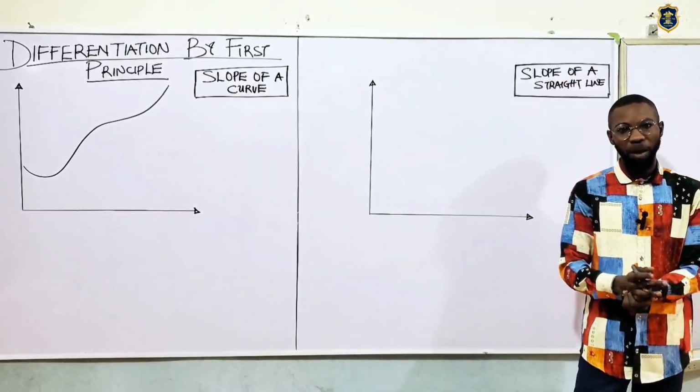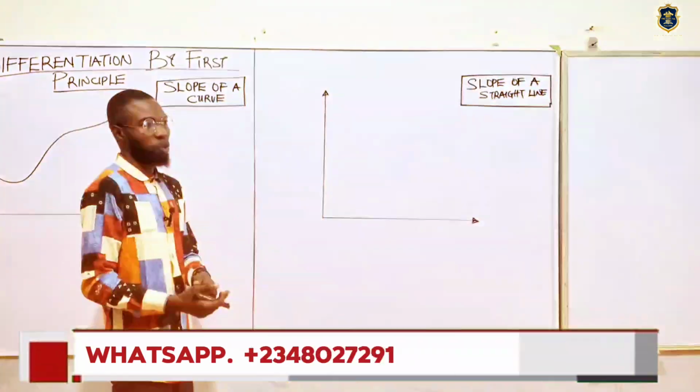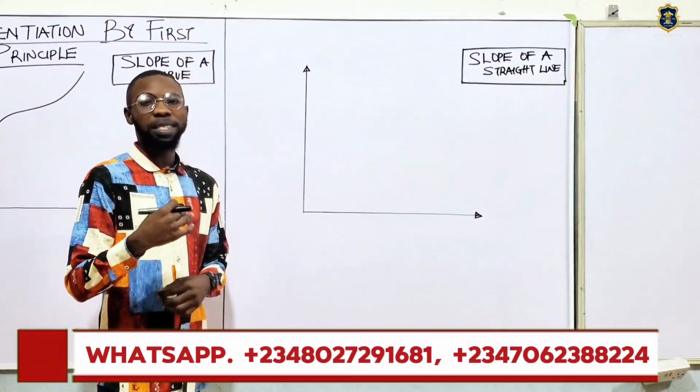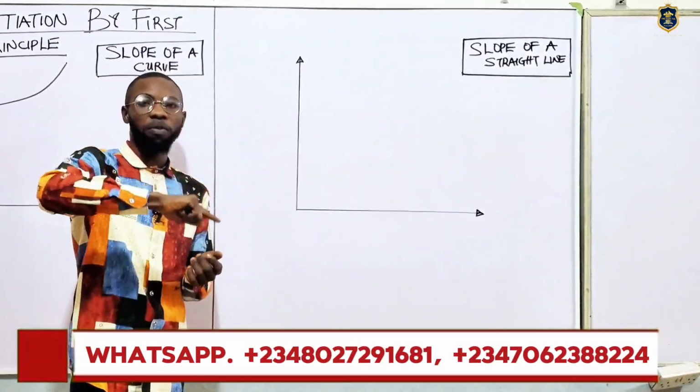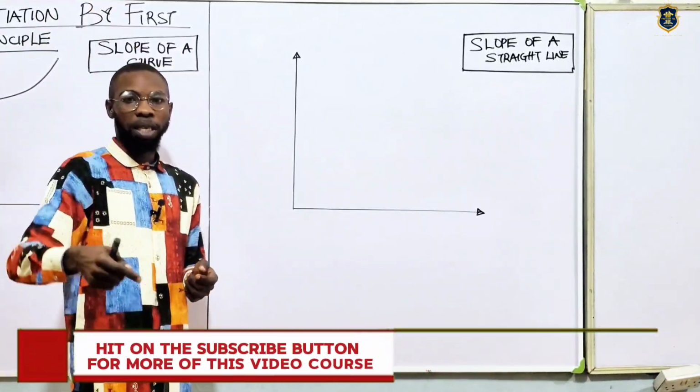Slope of a straight line. I want to explain what slope of a straight line is. Slope of a straight line, or gradient of a straight line, speaks of how steep a line can be. That speaks of how fast a line can rise or fall. What happens when a line rises and what happens when a line falls.